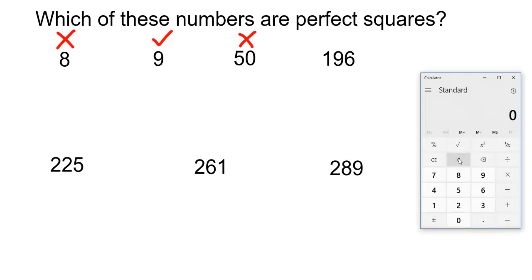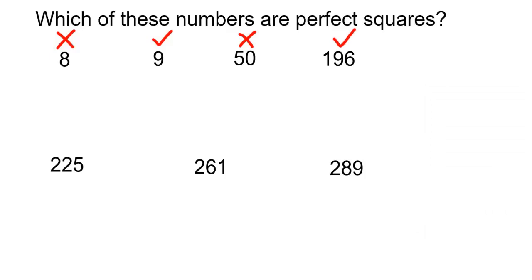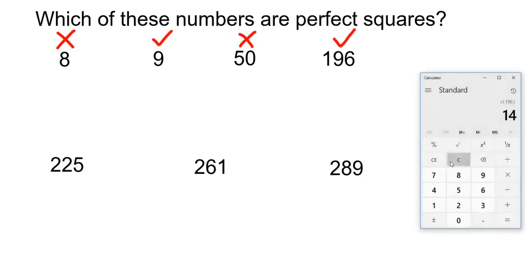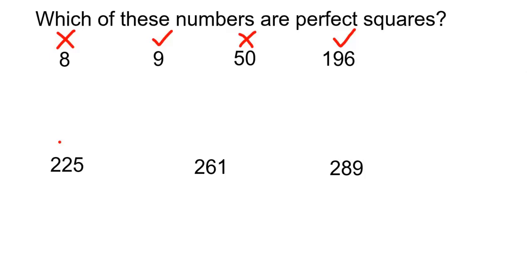For 196, type in 196, push the square root button, you get 14. Therefore, 196 is a perfect square. Next, type in 225, push the square root button, and you get 15. So 225 is a perfect square.